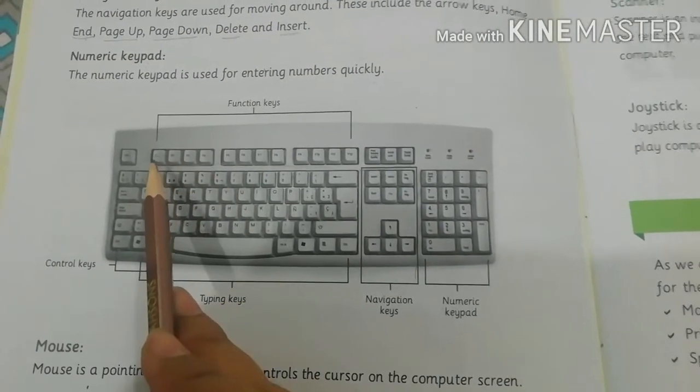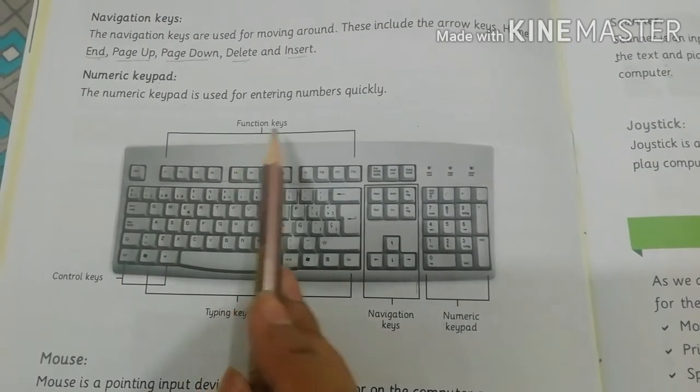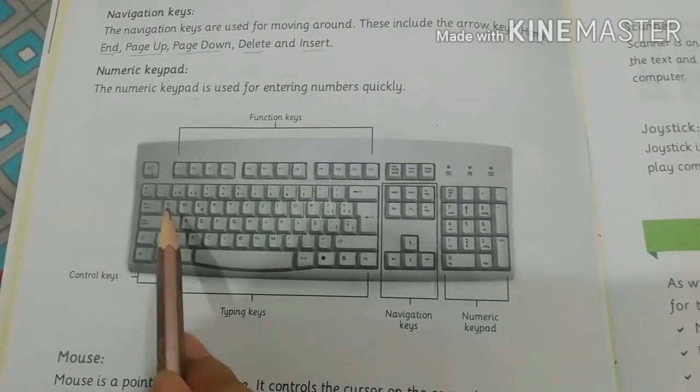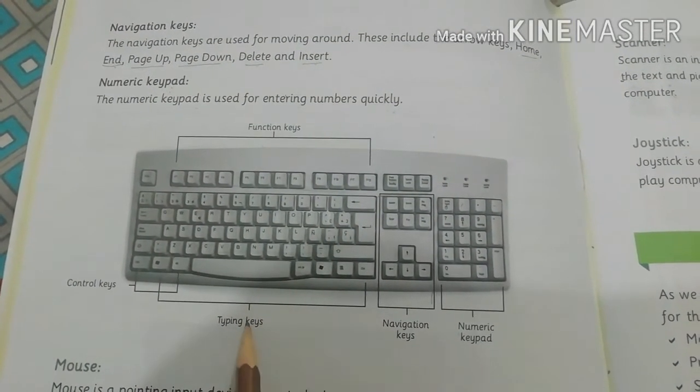Dear students, we already know that the top keys are called function keys, and these keys are control keys, and the center part of the keyboard, these alphabet keys, are called typing keys.